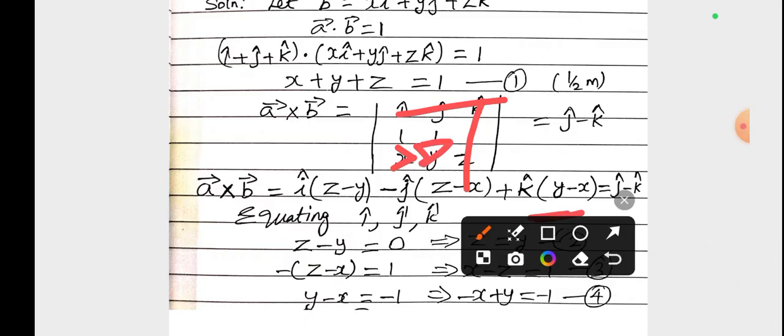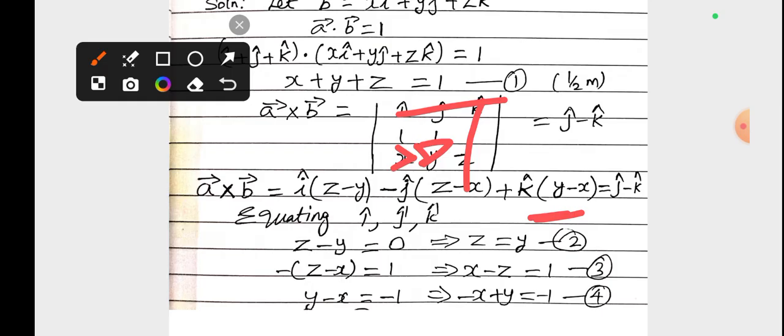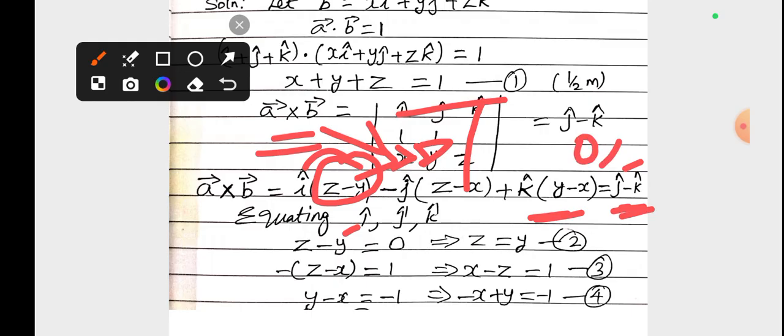Now we are equating the i cap, j cap, k cap coefficients, children. The i cap coefficient here is z minus y. We are equating because they have already given a cross b equal to j cap minus k cap. So we find a cross b, then equate it with j cap minus k cap. Now the i cap coefficient is z minus y. Here i cap itself is not there, so 0. Then z minus y equals 0. Minus y goes to the other side, plus y, so we get z equal to y.